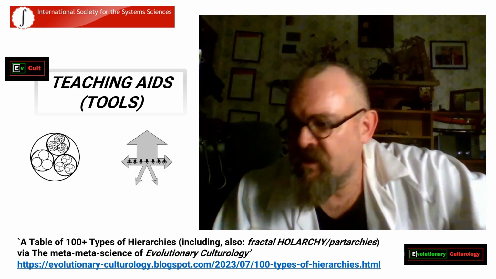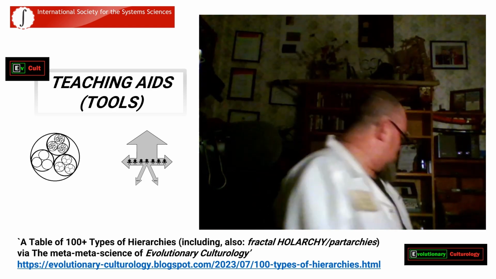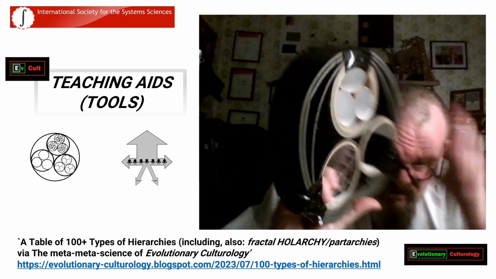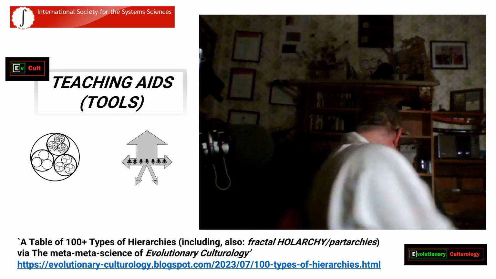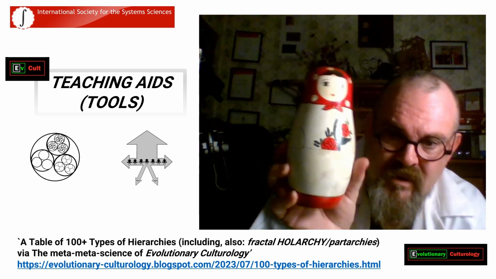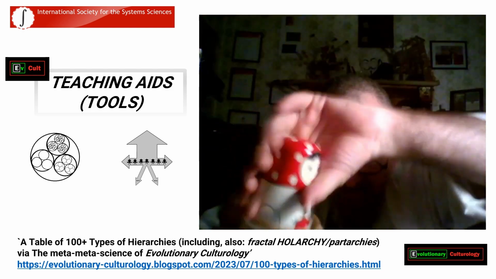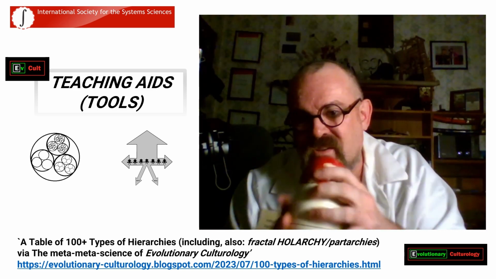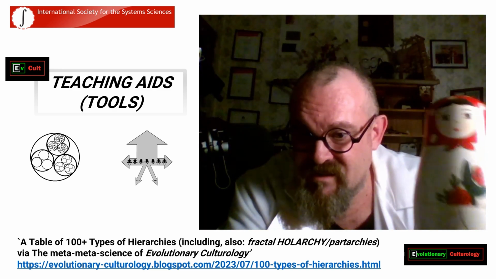Okay, so just briefly, why not talk about some EvCult teaching aids? Well, here's one. Can you see that? That's one of them. What else have we got? Oh, yeah. See, this is a Matryoshka doll, nested Russian doll. Yeah, there's another one in there. Pull that out. There's another one in there. Keep going, blah blah. That's not a very good teaching aid. I wouldn't recommend that for hierarchically nested scale levels.